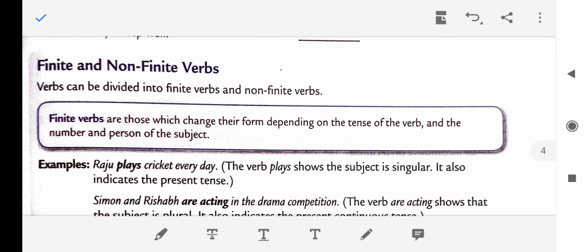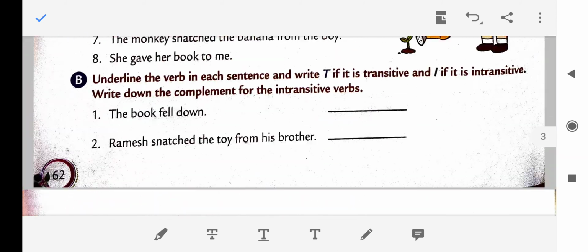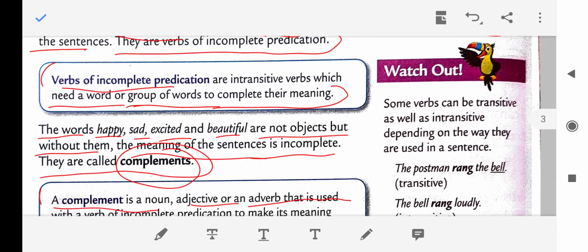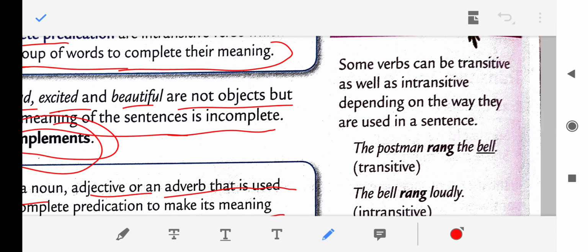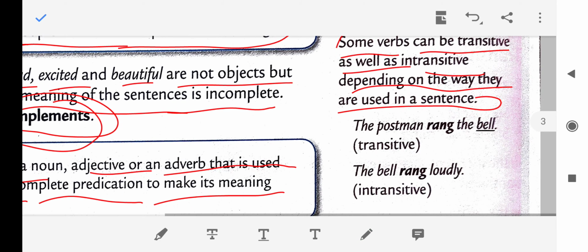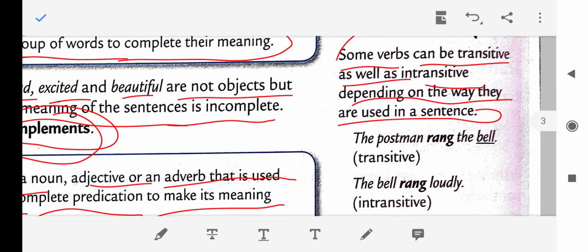Before moving to finite and non-finite verbs, we must read this portion. Some verbs, these are the exceptions. Some verbs can be transitive as well as intransitive depending on the way they are used in a sentence. So, a verb can be both transitive and intransitive depending on the way we are using them in a sentence.